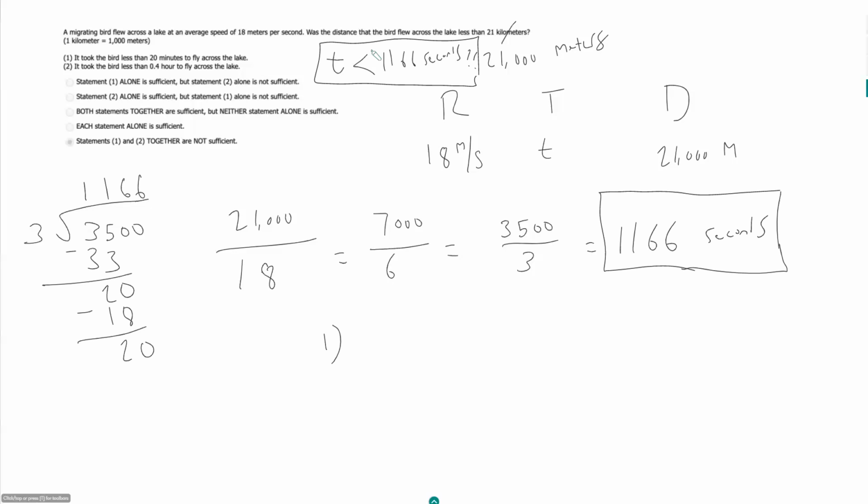So now what are the statements saying? We have a fairly easy question to answer now. We just got to make sure we convert accurately here. So it took the bird less than 20 minutes. So that means our t is less than what? 20 minutes is how many seconds? If there's 60 seconds in a minute, it should just be 20 times 60, which is 1,200 seconds. So if t is less than 1,200 seconds, well, then we don't necessarily know if it's less than 1166 because it could be 1188, which is greater, or it could be 1150, which is less. So that is insufficient.